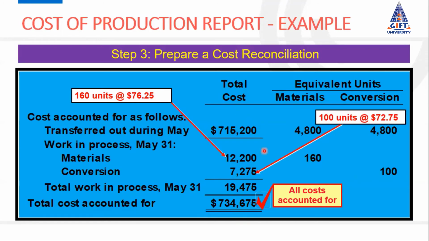So this is basically the replica of the work in process account. From this report, we can prepare our work in process account. So this was all about the cost of production report, weighted average method, using an illustration and numerical calculations. Hope you have understood well, and you can practice it.